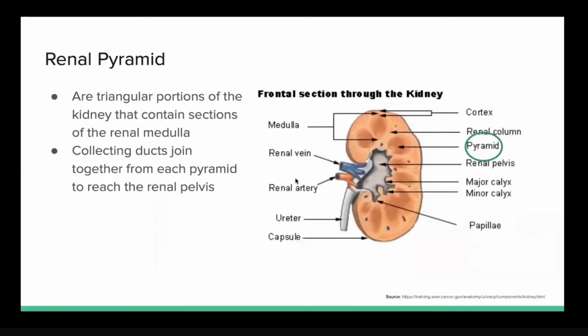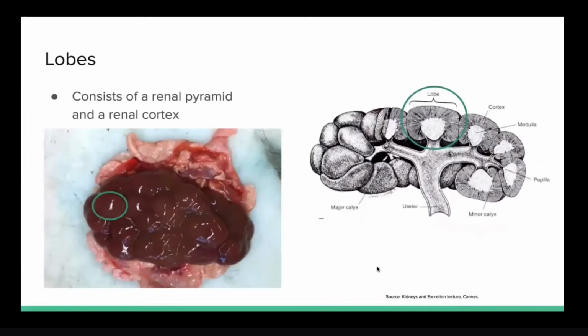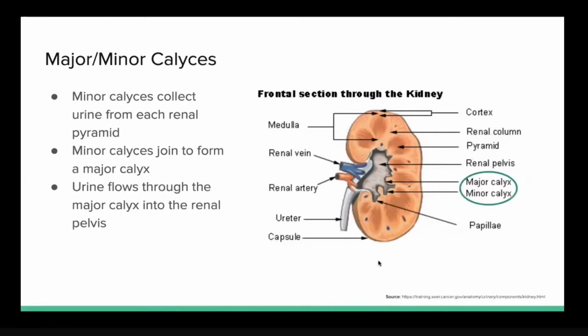The renal pyramid is a triangular portion of the kidney that contains sections of the renal medulla, and the collecting ducts join together from each pyramid to reach the renal pelvis. Although this kidney right here is unilobar, this structure is pretty analogous among species. Lobes each consist of a renal pyramid and a renal cortex, and the major and minor calyxes collect urine from each renal pyramid. The minor calyxes all join together to form a major calyx, and so urine flows through the major calyx into the renal pelvis.